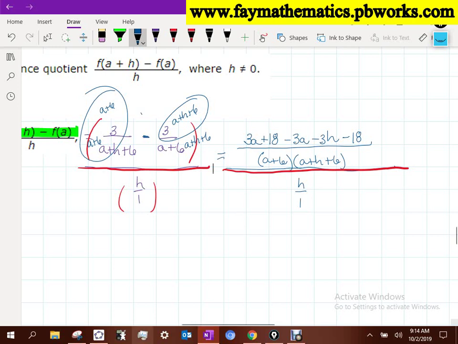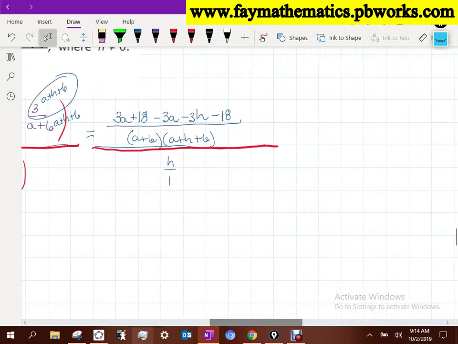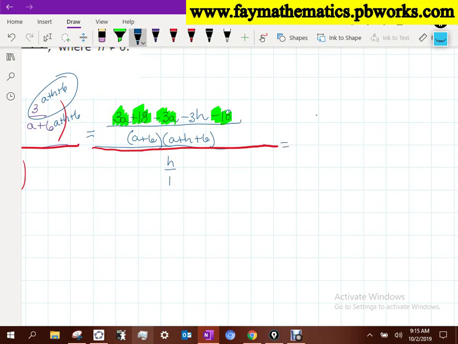Now, if you're doing this correctly, if you're using what they're calling the difference quotient correctly, you should generate some cancellations. Do you agree that 3a and negative 3a cancel? Positive 18 and negative 18 cancel, right? So all I'm left with there, if I've done things correctly, is a negative 3h over a plus 6 times a plus h plus 6, all over h over 1. So now it's still the original problem, but it's simplified. Right now it's a fraction divided by a fraction. Now I can use that process of multiplying by a reciprocal, correct?